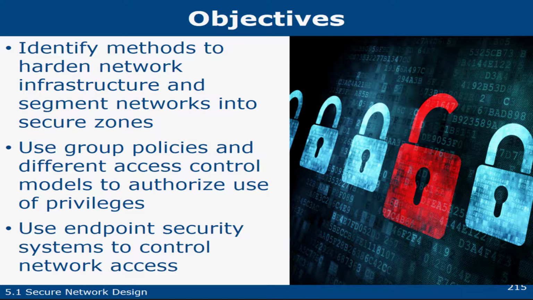So let's identify methods to harden the network. We're going to talk about segmenting networks and providing secure zones. We'll then proceed on and talk about policies and different access controls as well. And I'll talk about endpoint security systems to help control that network access, right?